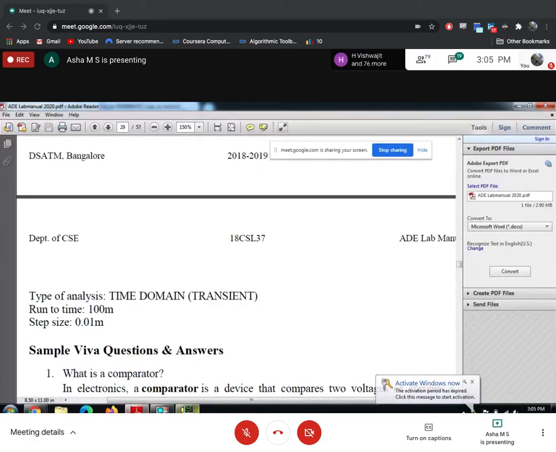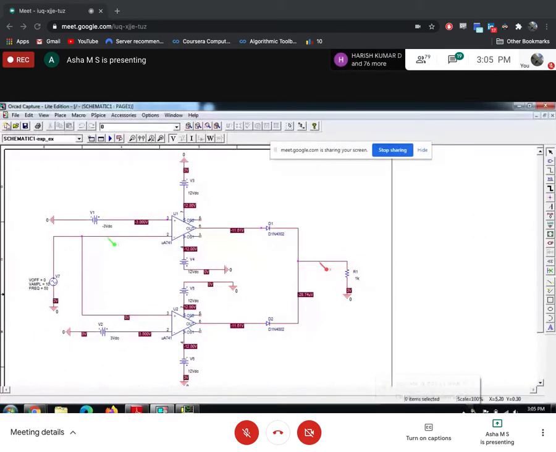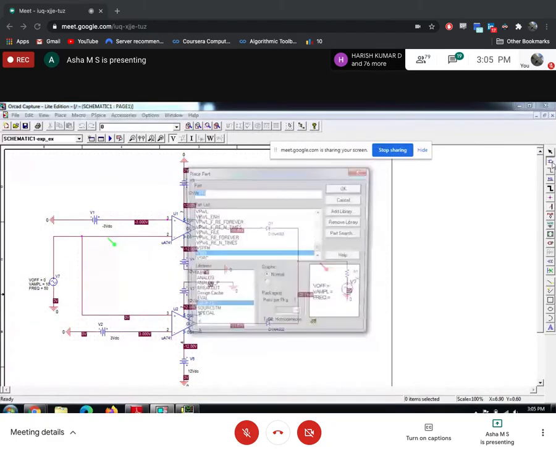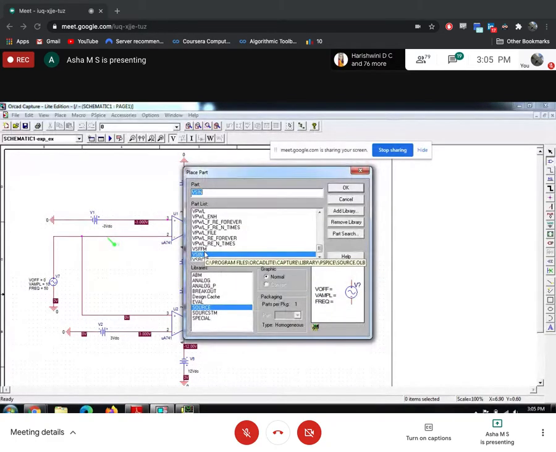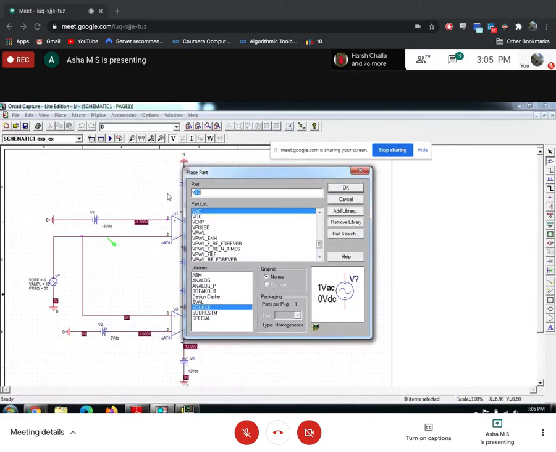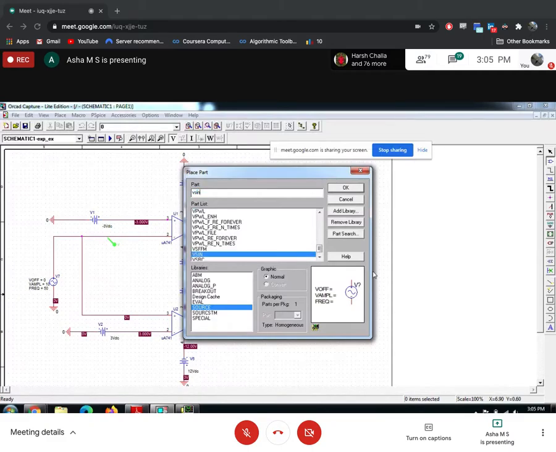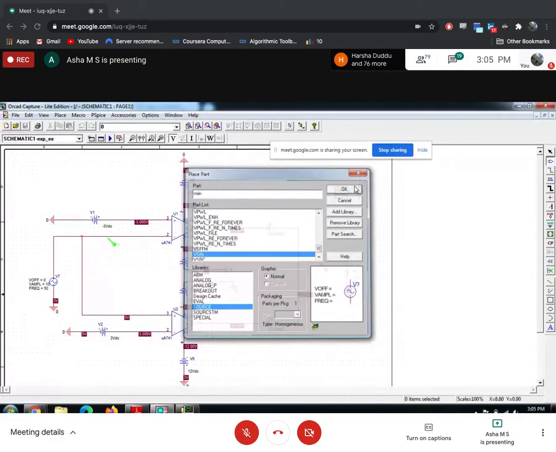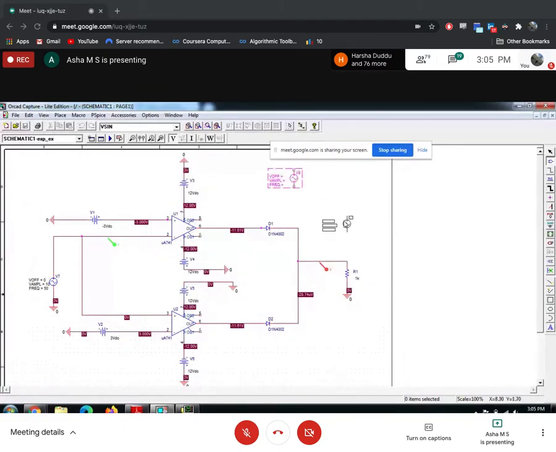Who didn't get this one, V sign? Go to place part, select source, type PSIN. So you can see the preview, you can take it and you can place it.